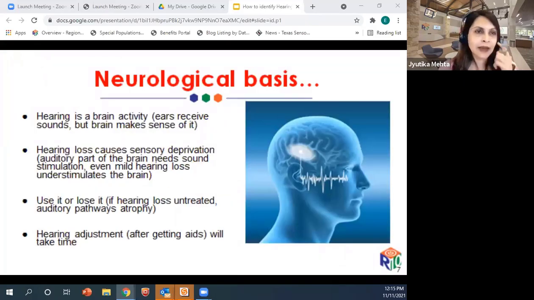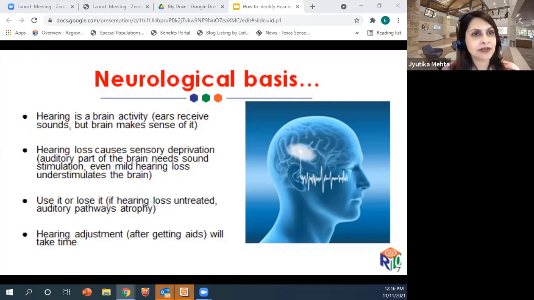So here is some of the information, and you probably know this already, that hearing is about brain and brain development. As I mentioned earlier, our ears receive the sound, but our brains have to make sense of it. Even a minimal amount of sensory deprivation causes the neurological pathways associated with it to atrophy. One of the principles of neuroscience is that if we don't use it, we lose it.